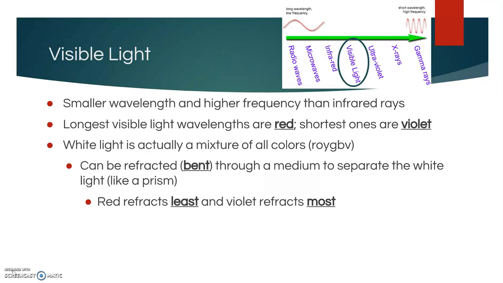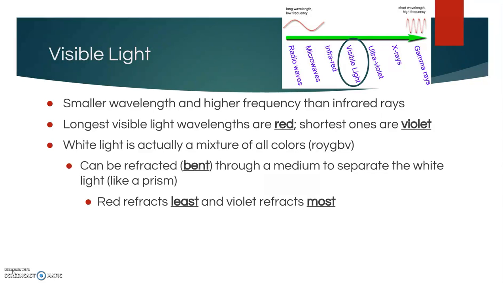So since red is on the far left of the visible light part of the spectrum, it has the longer wavelengths, and the violet would have the shorter wavelengths. And another important fact is that the red bends less when refracted, and the violet bends most when refracted.